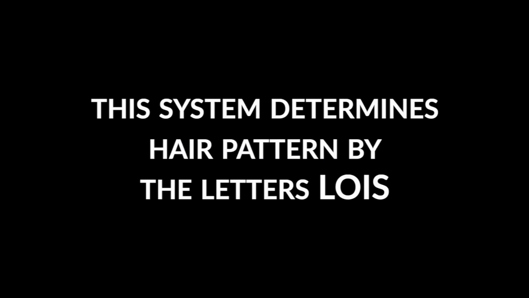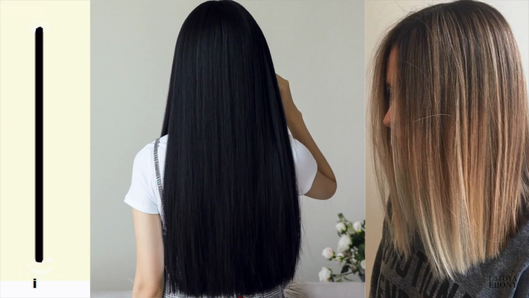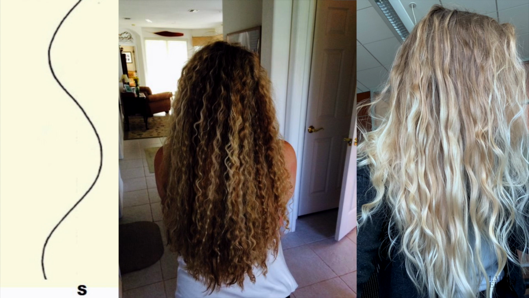This system determines hair strand patterns by the letters LOIS in a pretty literal sense. L. The L pattern is determined by sharp angles and bends with hardly any curvature to the strands. O. You have an O pattern if your hair strands curl or coil, creating a shape closest to the letter O. I. I patterns don't have any significant bends, curls, or coils, so this might be you if your hair is pretty straight. S. You have an S pattern if your strands curve, creating variations of the letter S. Pretty straight to the point, right?